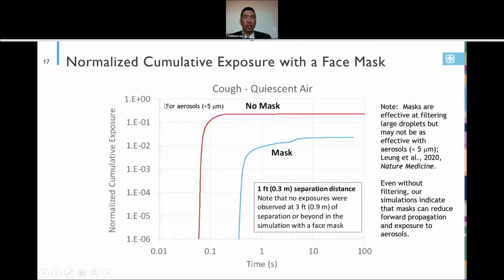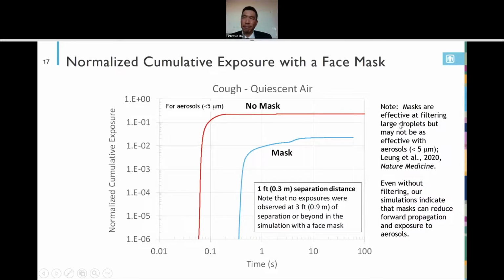And if you look again at an exposure plot here as a function of time, without a mask, this is at 1 foot. If you wear a mask, the amount of exposure reduces by about an order of magnitude. And beyond 1 foot, there were no exposures observed at 3 feet or beyond with a face mask.